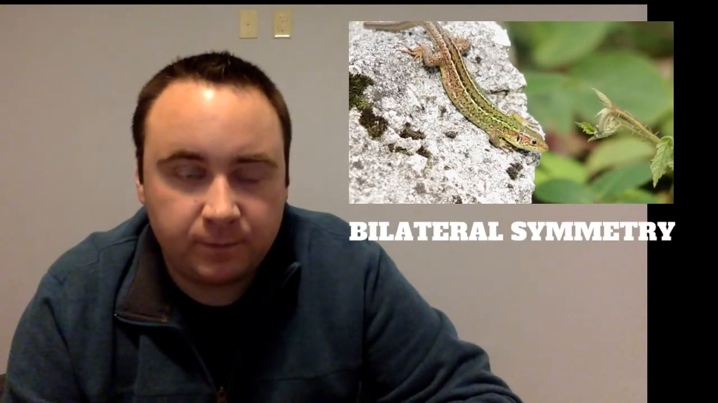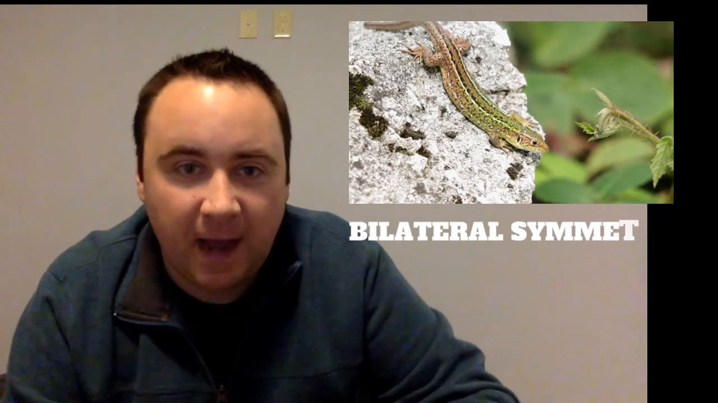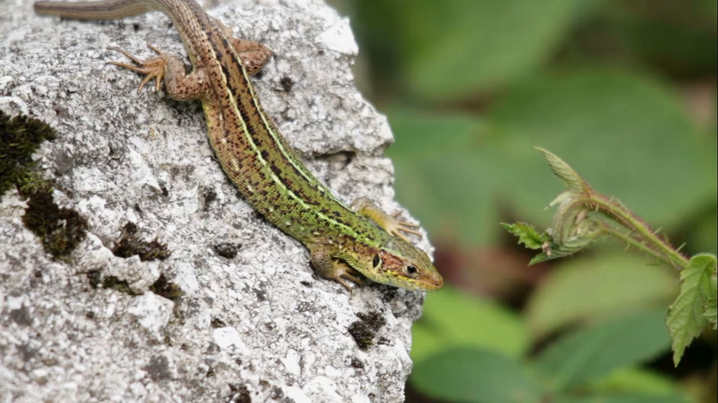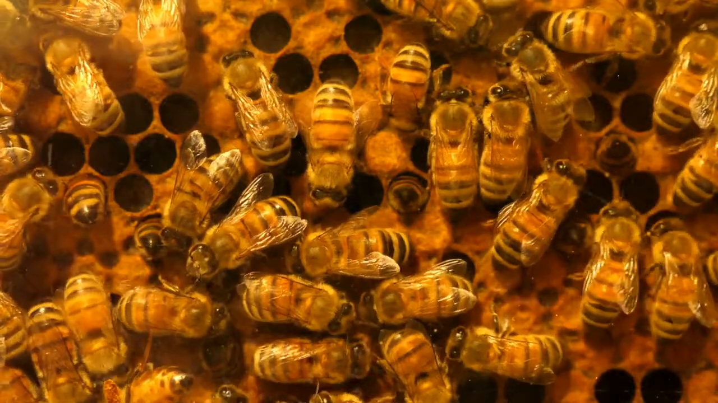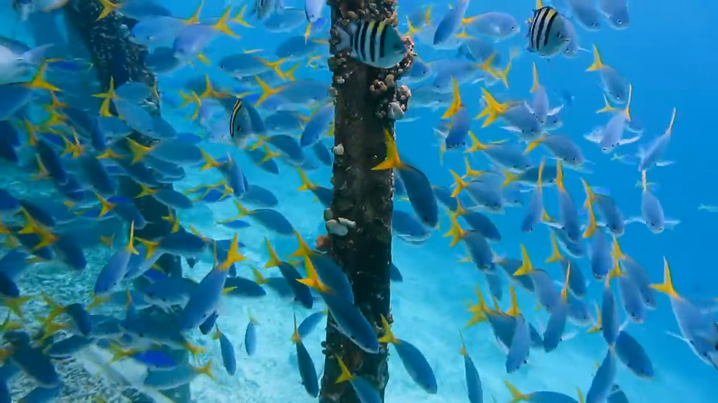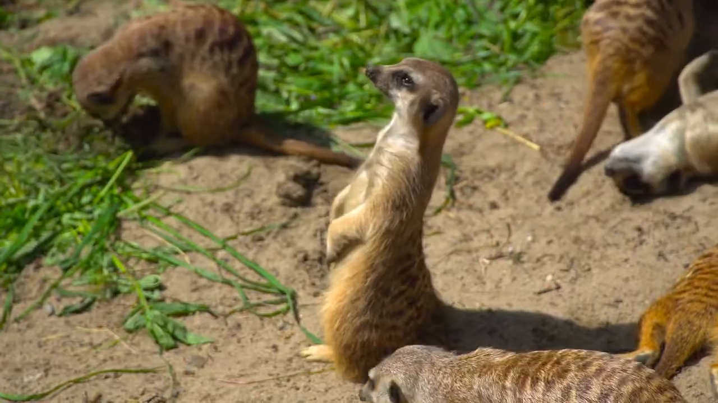A 3rd type of symmetry is called bilateral symmetry. Bilateral symmetry means you can cut the animal's body in half down the center from head to tail, and you end up with 2 halves that are symmetrical, that are similar to each other. The 2 resulting pieces are very similar. We see this type of symmetry in worms, fish, amphibians, reptiles, birds, mammals, and so on.